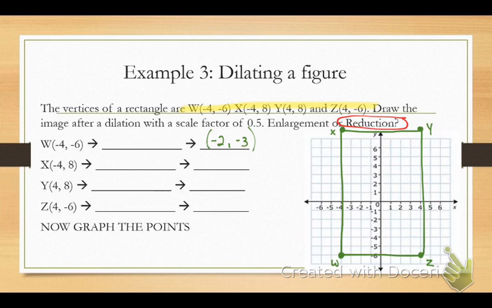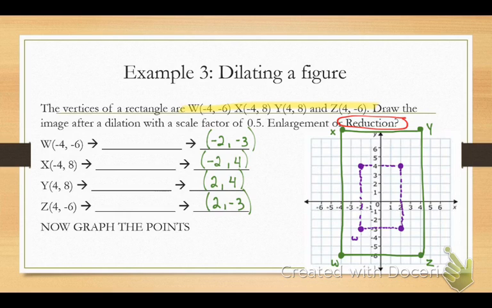Let's go ahead and finish. If you could get X, Y, and Z, and then plot those ordered pairs. So my new ordered pairs: -2, 4, 2, 4, and 2, -3. Now I'm going to plot those on my graph. And if you guessed that it would be inside the original, you were right. So my image is half the size. How did I know half? Because that's my scale factor.